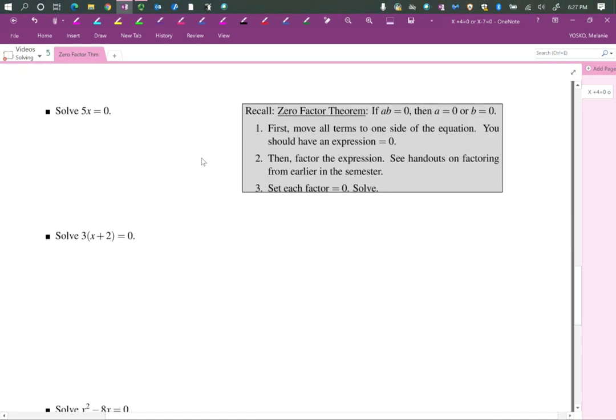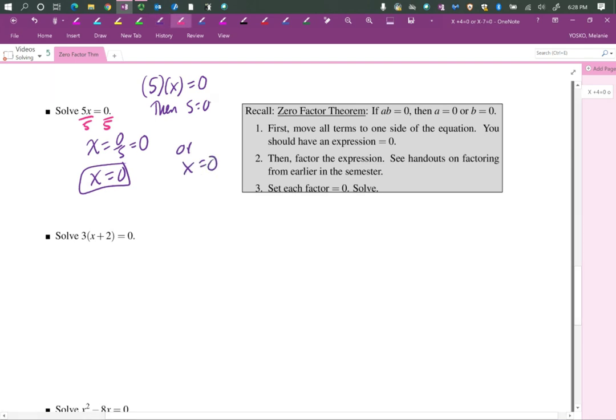Let's solve some more. Solve 5x equals 0. And you may be wondering why I wrote this one down. Because the way to solve this is to divide both sides by 5, right? So when you divide both sides by 5, you get x equals 0 over 5, which is just 0. So x is 0. The reason I put this here is because a lot of students are concerned because I say, well, this is really 5 times x equals 0. And if we use the zero factor theorem, then we see that 5 is 0 or x is 0. Well, there's this key word here, or. 5 is not equal to 0, so that one isn't the answer. This is the only option.